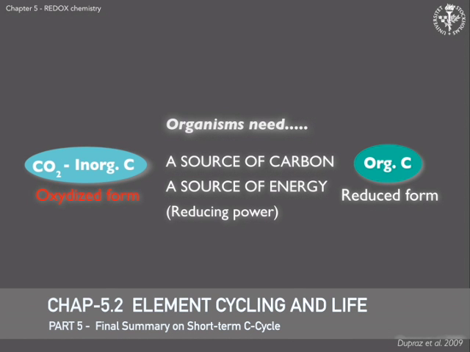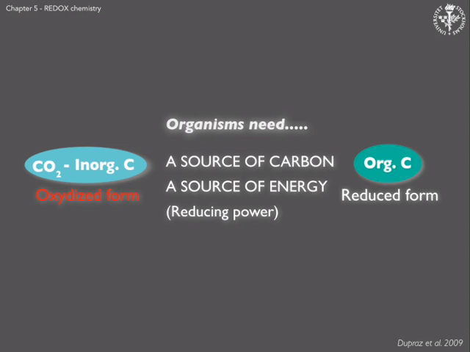So to finish this chapter, I just wanted to make a small summary with a nice little slide and animation to just summarize what we just discussed in those two parts, and especially in this part 2 of this chapter. So again, for an organism to be able to live, you need a source of carbon, a source of energy, also a reducing power. You can also simplify that by saying a source of electron.